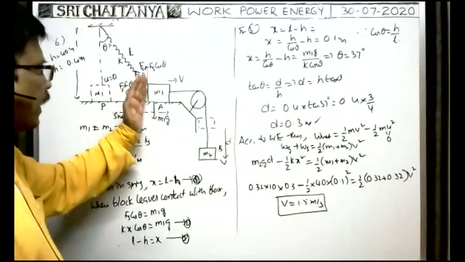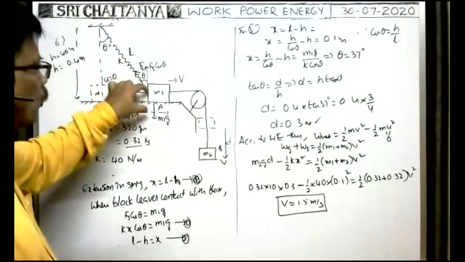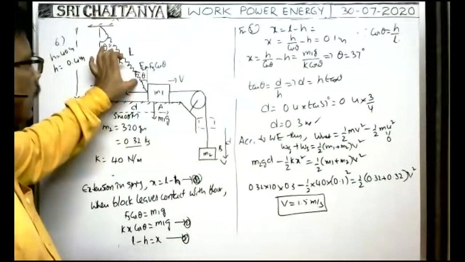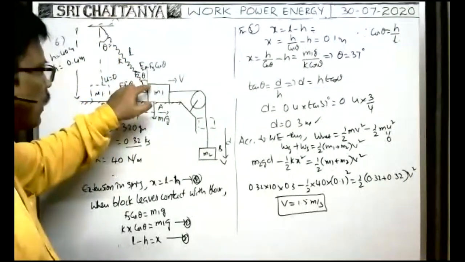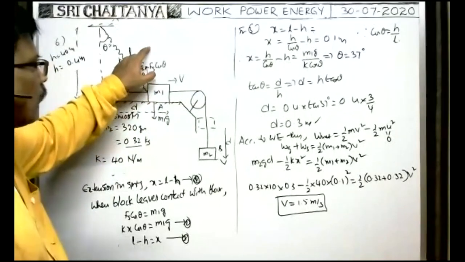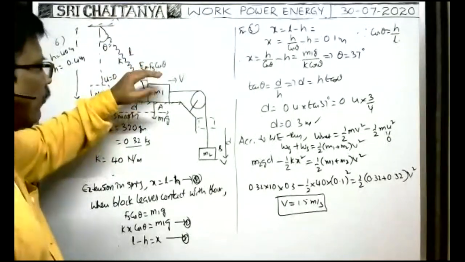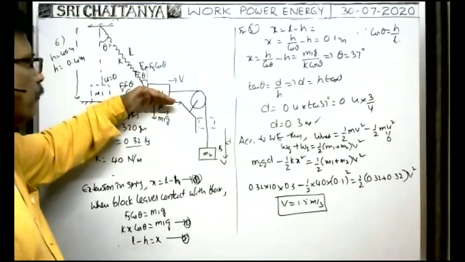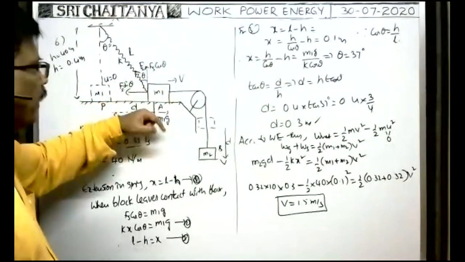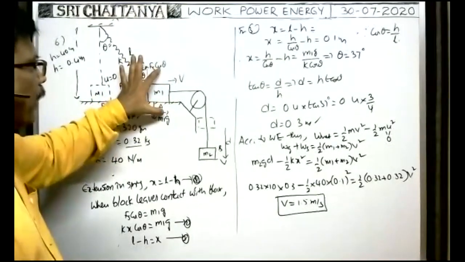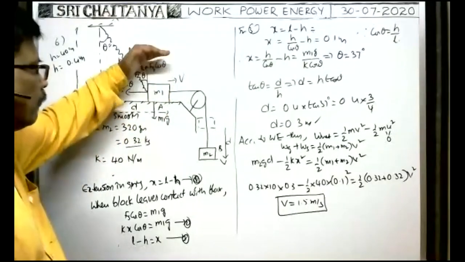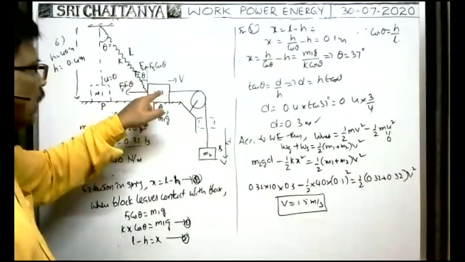Whenever the block is moving like this, as long as the block moves towards right, extension in the spring gradually increases, so that the spring force component acts on the block in upward direction gradually increases. At the instant whenever the block is ready to leave the contact with the floor, at that time, weight and the spring force component both are balanced. Then only it will start lifting. So at that time, they ask the speed of the block.